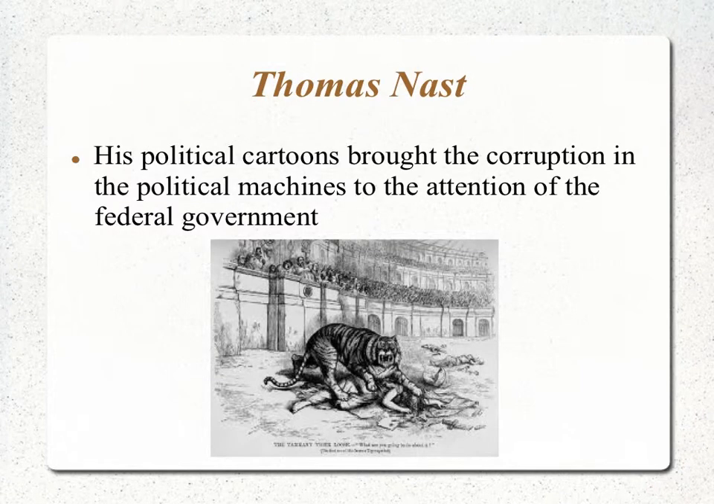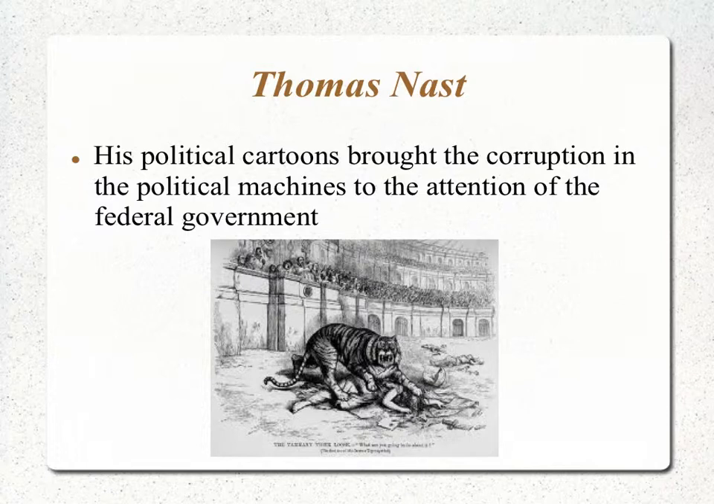Now, I've mentioned him before, but Thomas Nast was a cartoonist who would draw political cartoons depicting the political corruption of the Gilded Age. His political cartoons brought the corruption in the political machines to the attention of the federal government. Again, a lot of people could not read, but they could look at the pictures and interpret what was going on, and many of the political bosses lost favor because of this.